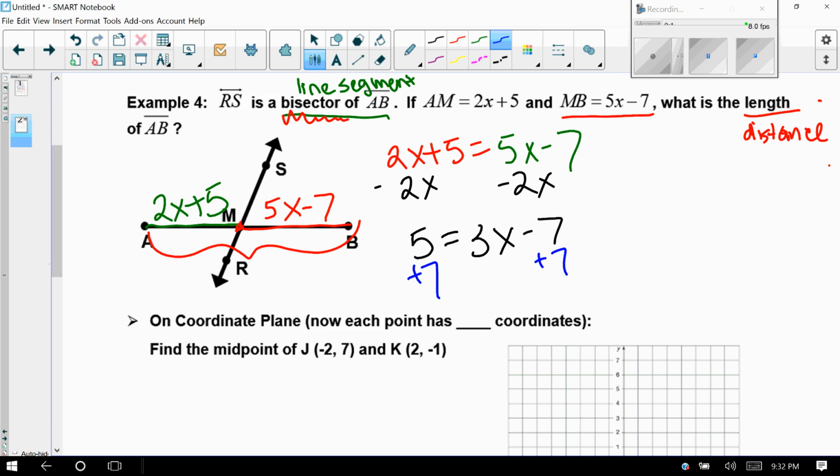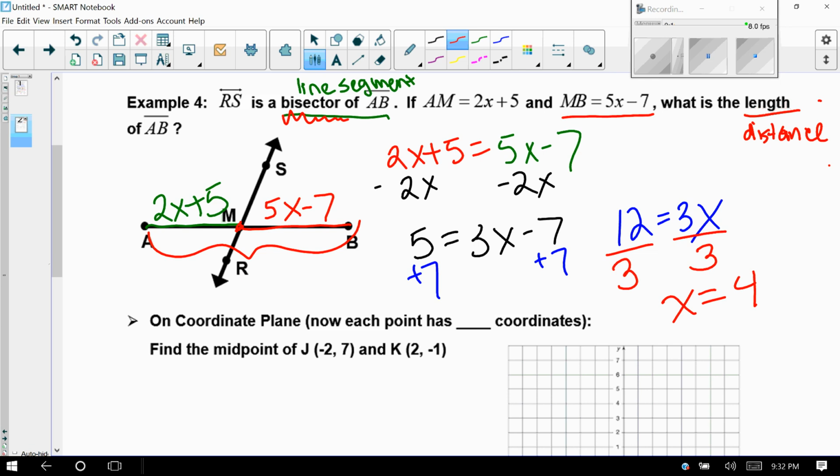5 plus 7 is 12. Usually you guys help me out with this. And so I have 12 equals 3x. What I'm going to do is I'm going to divide by the coefficient. We never divide by x. But the number in front of the x is 3. So I'm going to divide by 3. And 12 divided by 3 is 4. Okay? So am I done?